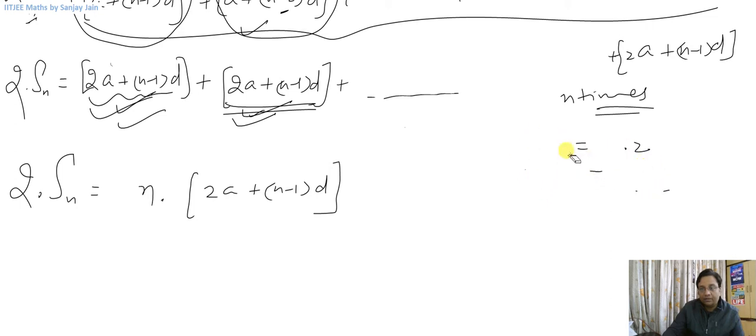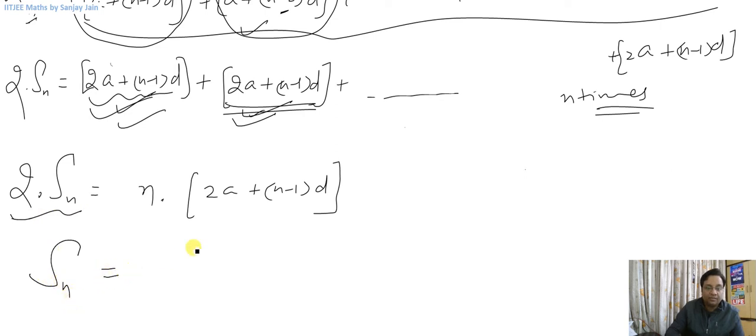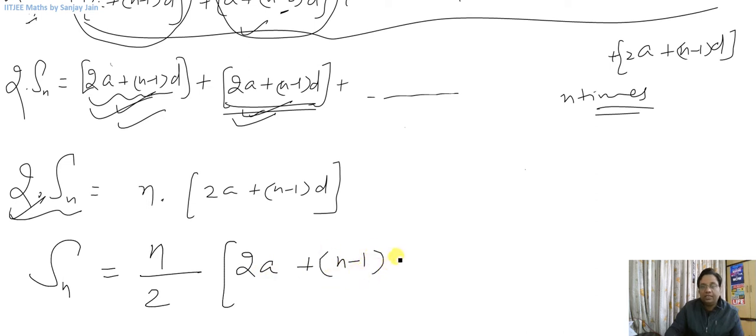So now look at the sum. This is twice of Sn that you have got till now. This is twice of Sn, right? So what will be Sn, that is the sum of first n terms of an AP? It will be equal to, I'll divide both sides by 2, so it will be n by 2 into (2a plus (n minus 1) into d), right?